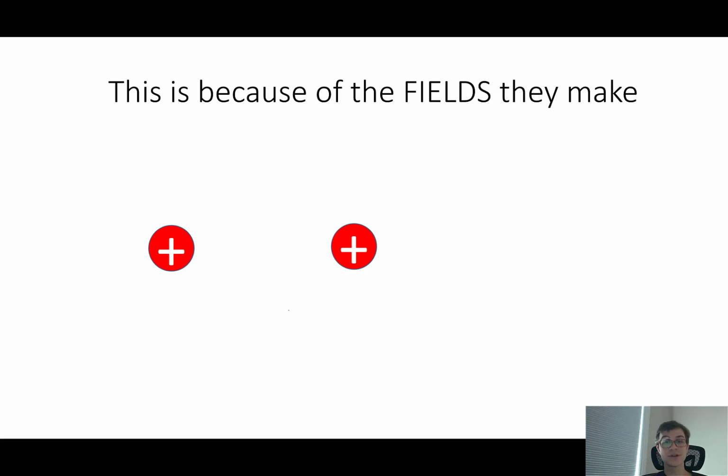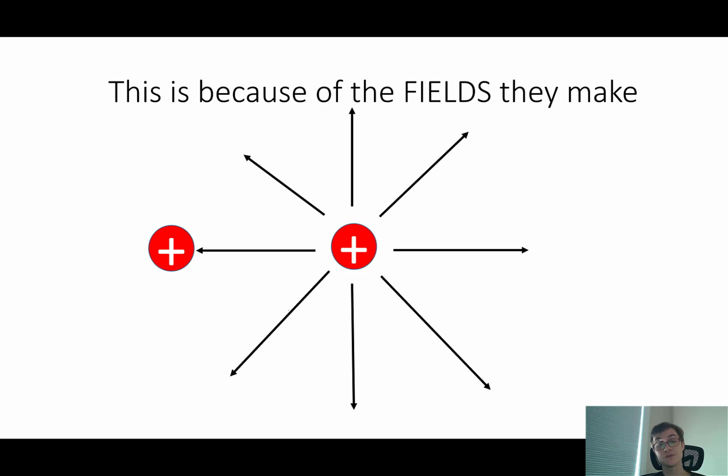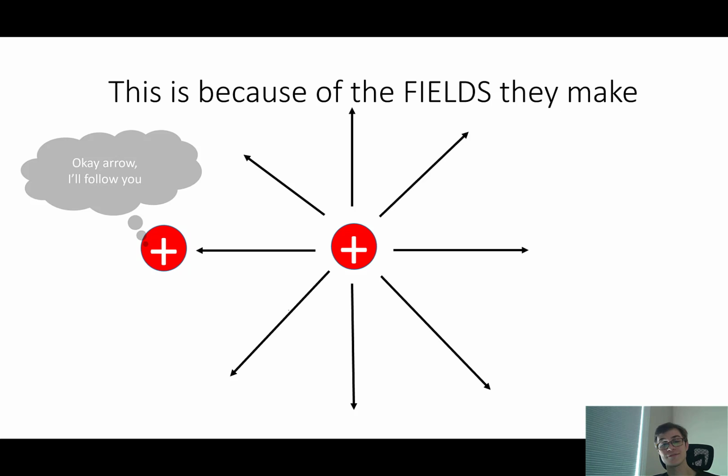Let's just think it through. A positive charge creates outward pushing arrows, right? And if you put another positive charge right there, it's going to sense the arrow under it pointing to the left, in this case, and say, okay, sure, I'll go to the left. And it goes to the left.